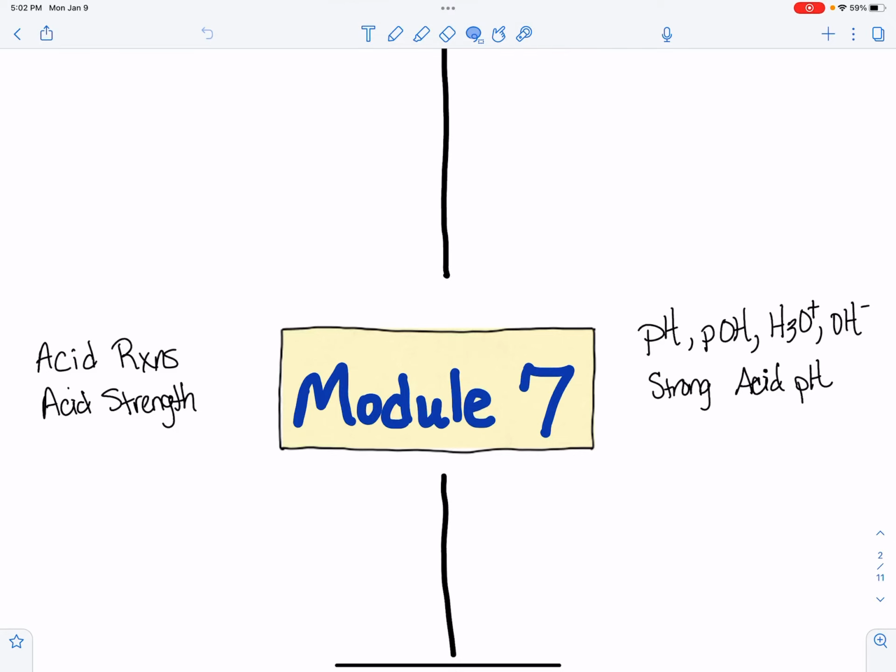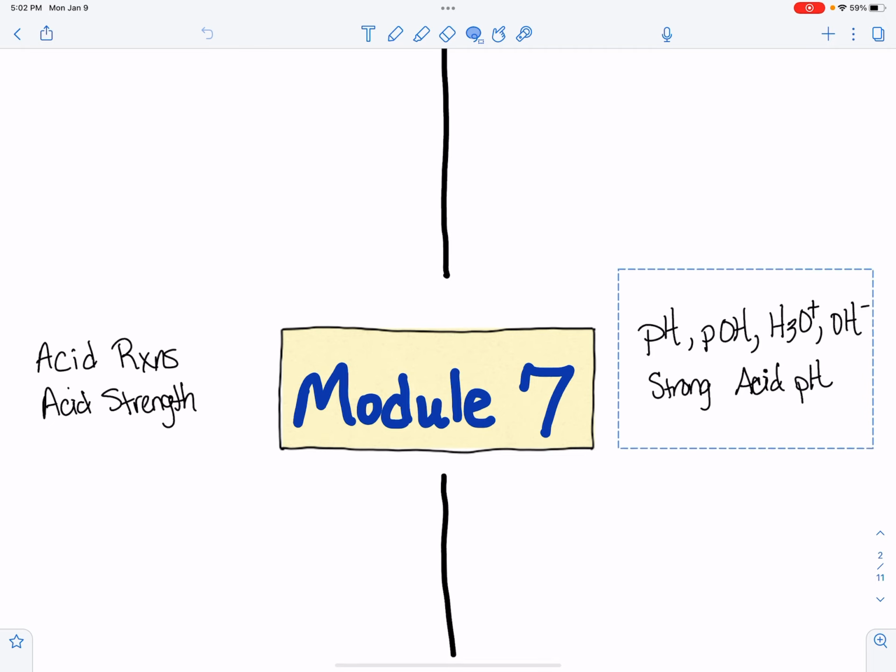All right, so this is Module 7. When you finish this module of learning, you're going to be ready for Test 2. And after Test 2, you'll be right at the halfway point of the semester in terms of weeks. So this week is going to be acid reactions and acid strength.